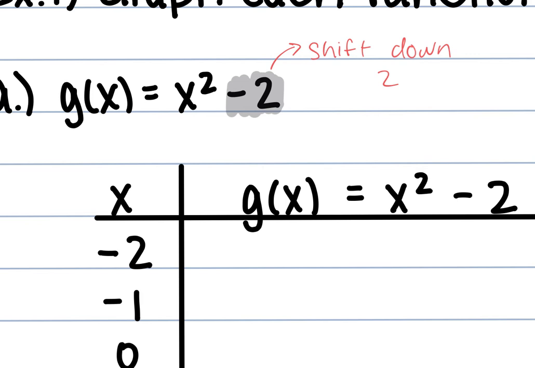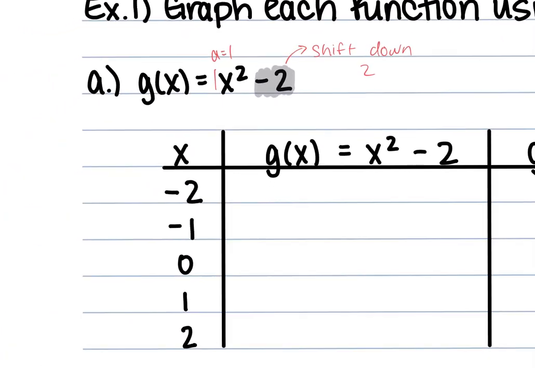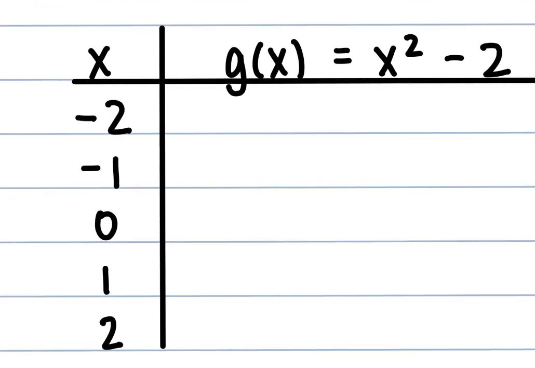Is it going to be stretched or shrunk at all? No. Because what's my A value here? A equals 1. Yes? Do we see what I'm talking about? And if A is 1, we're not stretching or shrinking at all, okay? Is this parabola going to be upright or upside down? Upright. Why? It's not negative, okay? It's positive, all right? So the only transformation that's happening is that shift down 2 units, okay? Let's go ahead and plug it in and see what we get.